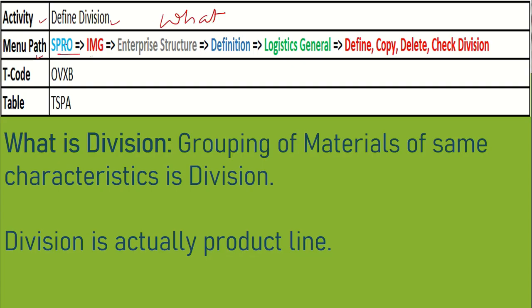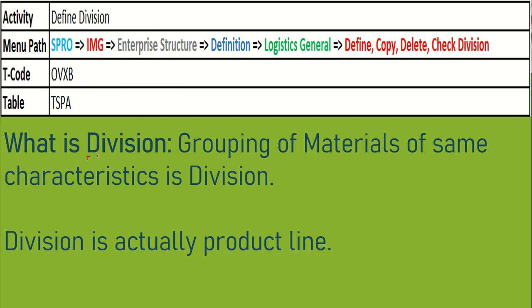The menu path is there. You have to open the T code SPRO. Then in the Implementation Management Guide, which is IMG, you have to click on Enterprise Structure. Then click on Definition, then Logistics General. Then there is the option to execute Define, Copy, Delete, Check Division. If you don't want to go through the menu path and want a direct T code, then OVXB is the direct T code. Once you create the division, it gets saved in the table TSPA.